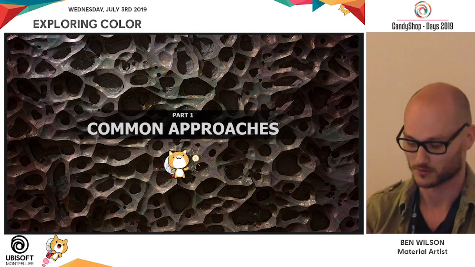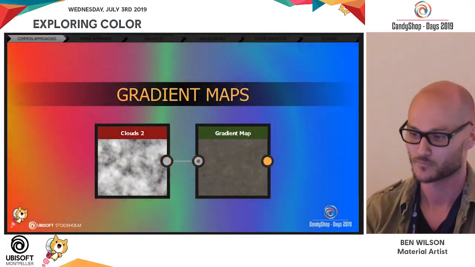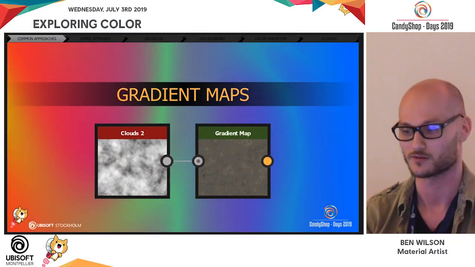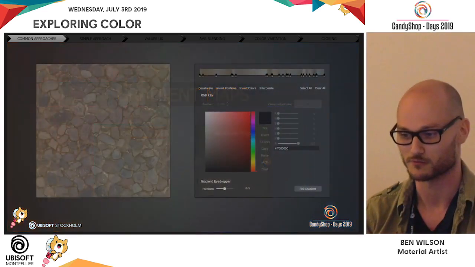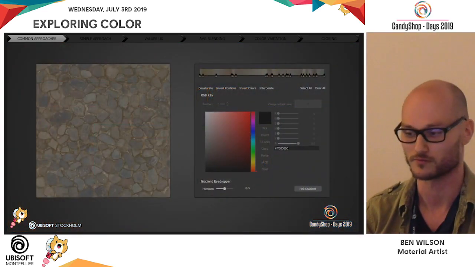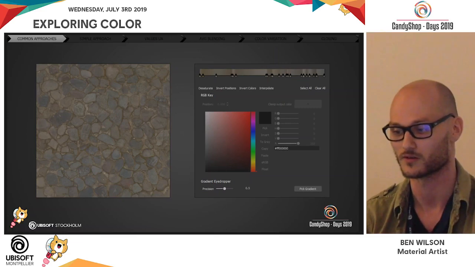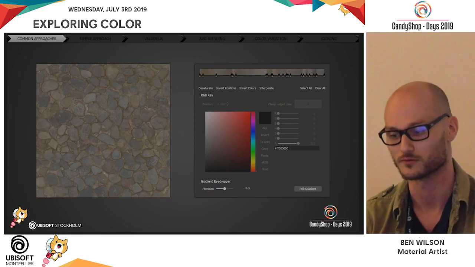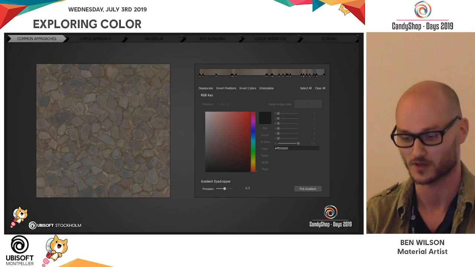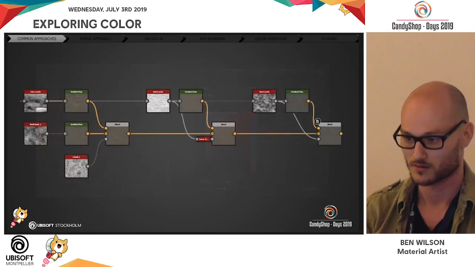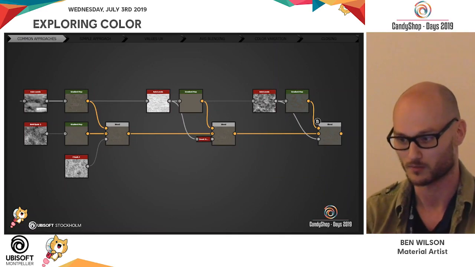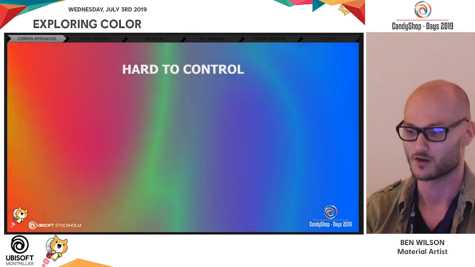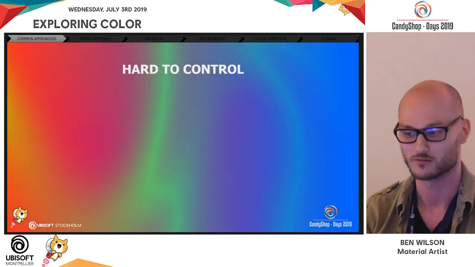So let's begin with the common approaches. Without a doubt, gradient maps are probably everyone's favorite. These are really good because you can get lots of colors from them, and you can take the samples either directly from reference or even directly from scans. Typically you layer them together and progressively add more detail, and you can get some really nice results this way. But the problem is they're very hard to control.